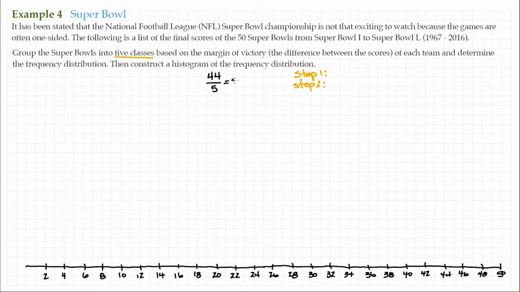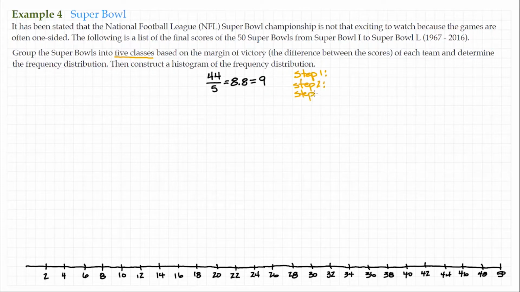That comes out to be 8.8. Now we do not want a width to be a fractional amount, so we're going to round that up to the next whole number, so that's 9. So this data is going to have a class width of 9, thus being able to show 5 bars or 5 classes.